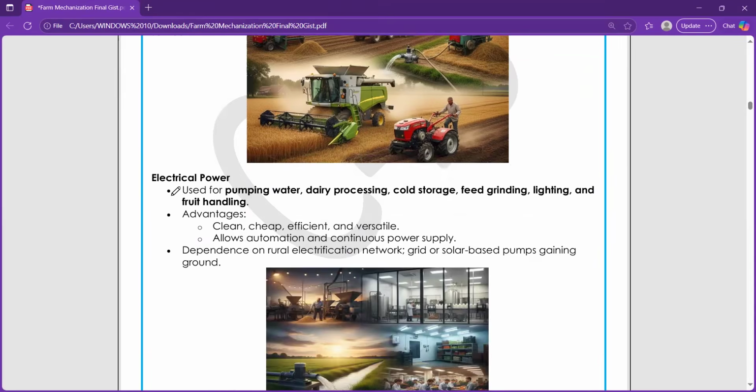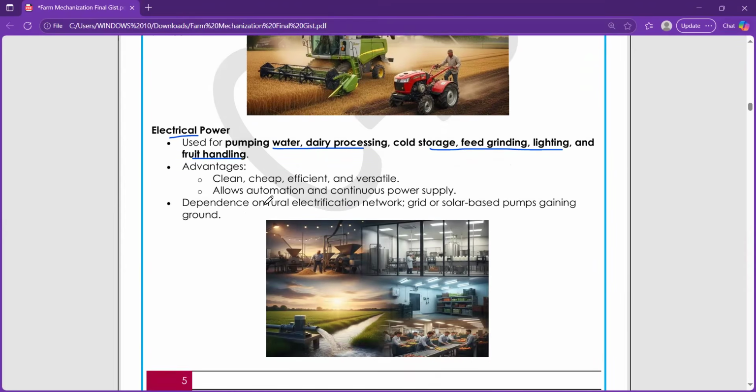Okay, then we have electrical power. These are generally used in pumping water, in dairy processing, cold storage, feed grinding, lighting, and fruit handling. So the advantages are very clear here. They are clean, cheap, efficient, and very versatile in nature. They allow automation and continuous power supply. But the dependence on the rural electrification network is one of the causes of its low usage, and grid or solar-based power pumps can be used to achieve electrical power operations. So these were all the things about electrical power.